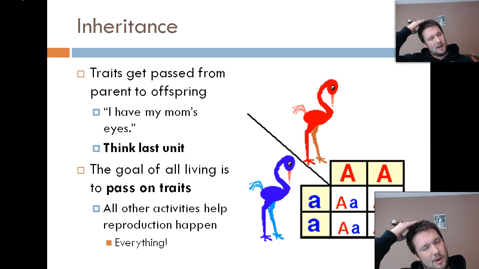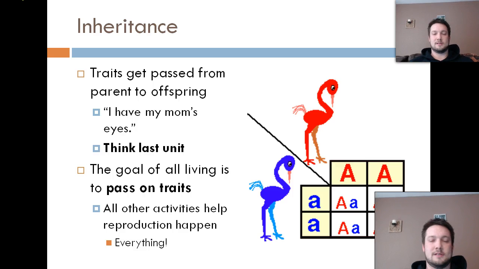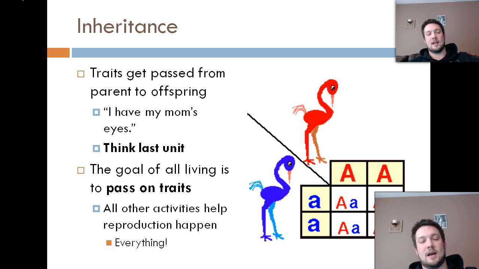And you may say, what? Living things do all kinds of stuff. They don't spend all their time trying to breed. Well, they do lots of things, but most of those are things that they're really just keeping themselves alive in order to reproduce.